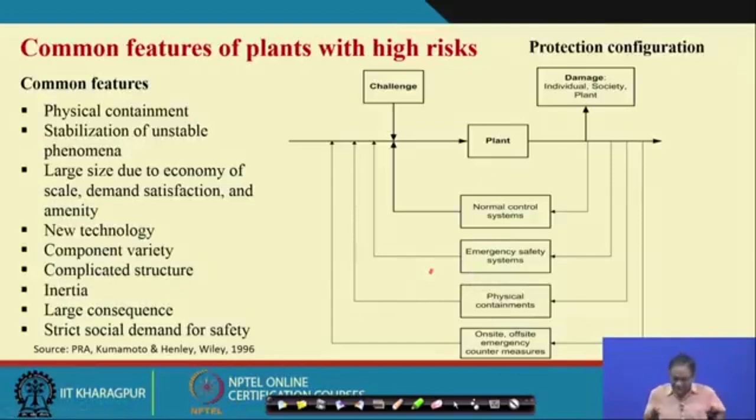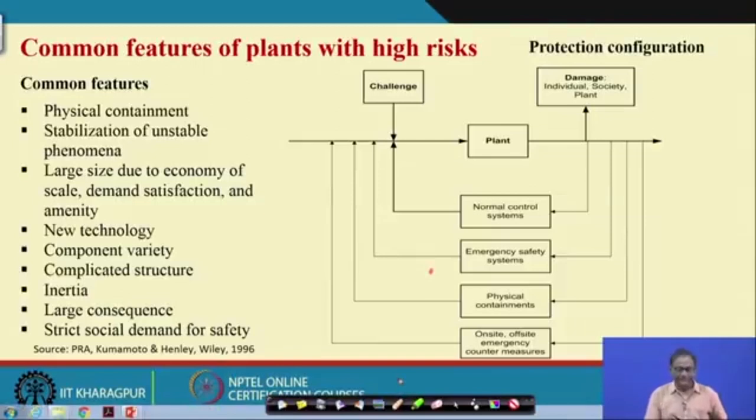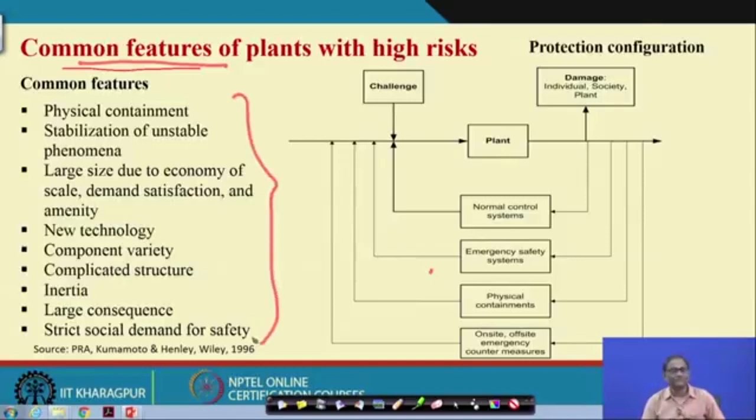Now, this is another very, very important concept when we talk about accident causing mechanism. People must understand this is a very important concept: the common features of plants with high risk. You will find out the common features are these. I have taken them from the book written by Kumamoto and Henley, Probabilistic Risk Assessment for Engineers and Scientists.